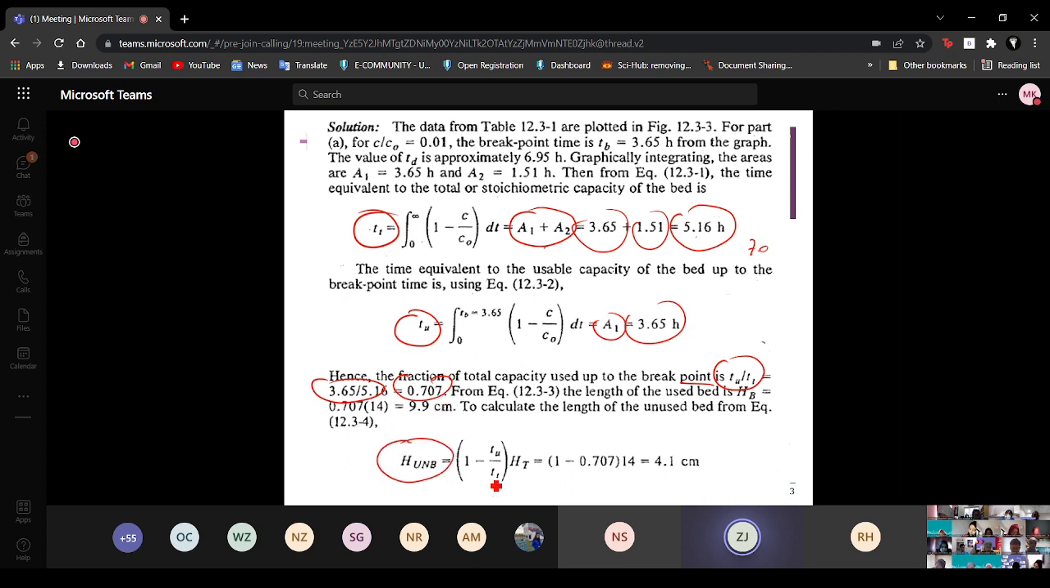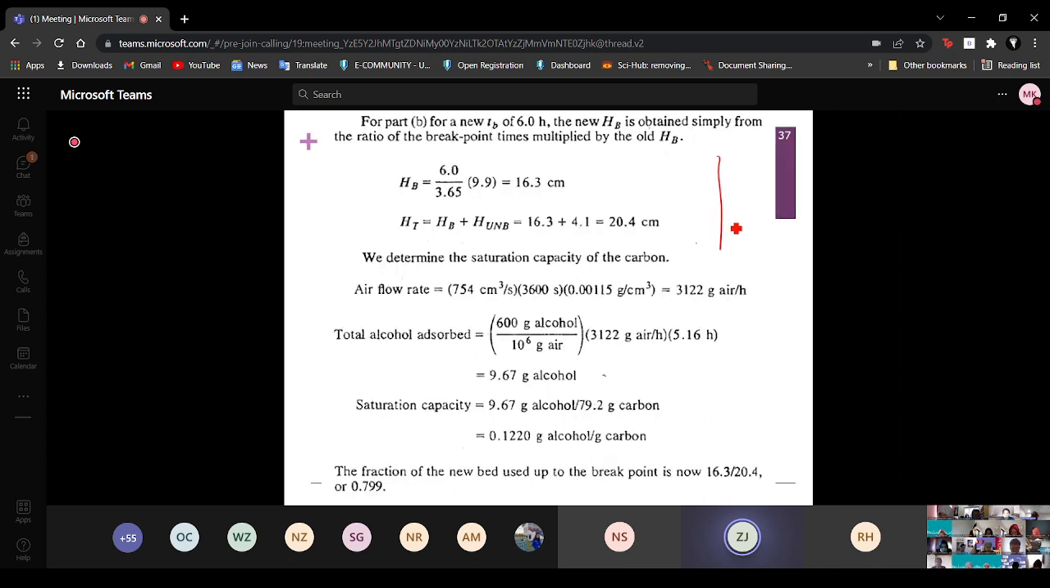Okay. Unusable is 1 minus TU over TT. So TU over TT is 0.707, minus 1, times the height, 14. So HUNB, the answer is 4.1 centimeter. So that means you can imagine that this is your column tadi. Total height is 14. So when you calculate, the HUNB is only 4.1.